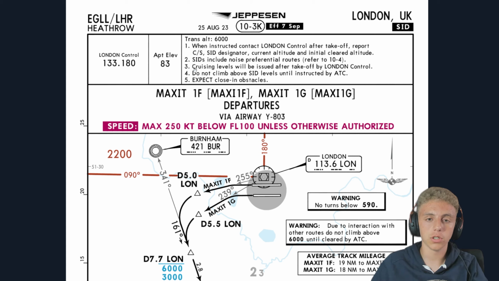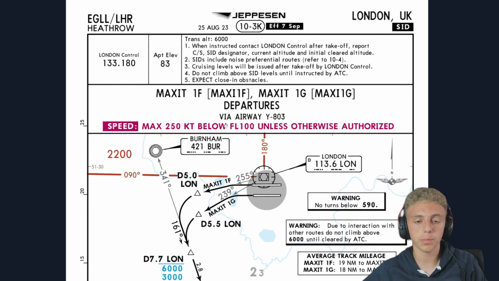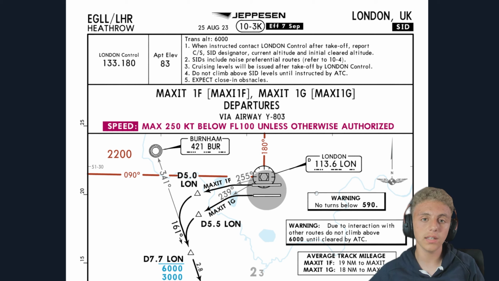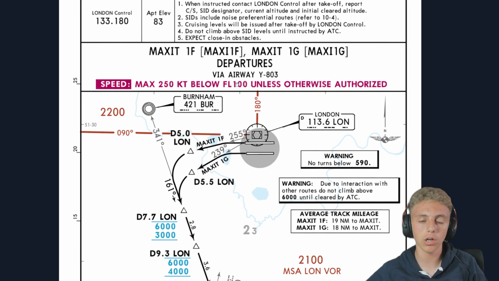Cruising levels are to be issued after takeoff by London Control. You should not expect to climb. You should not climb above SID levels unless instructed by ATC. So you must maintain your standard departure altitude, which is 6,000 feet in this case, until ATC tells you to climb. And you should expect close-in obstacles over here. Over here you have a speed restriction. You are not to pass 250 knots below flight level 100 unless authorized by ATC.